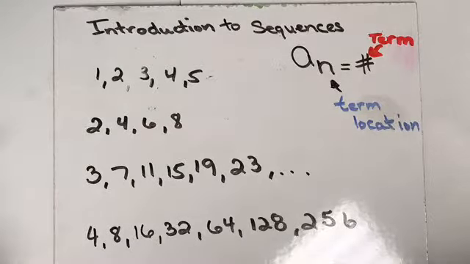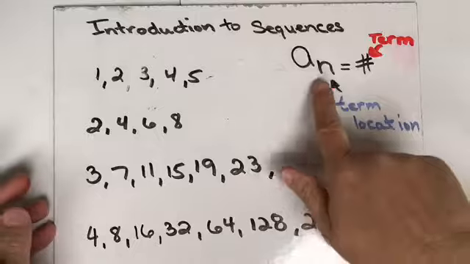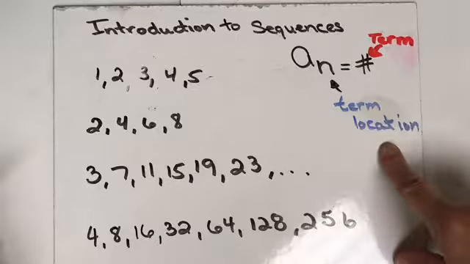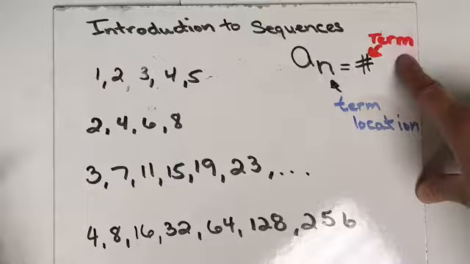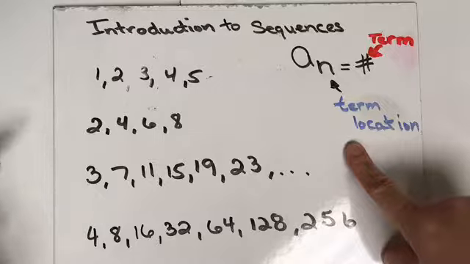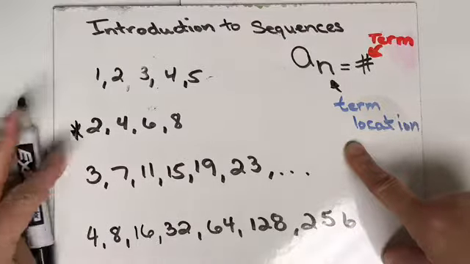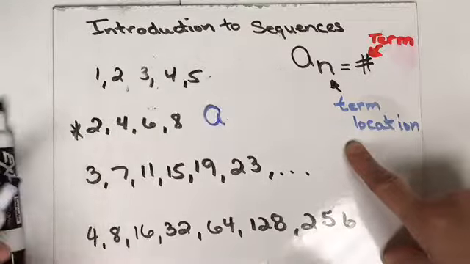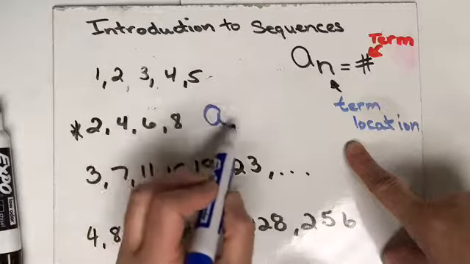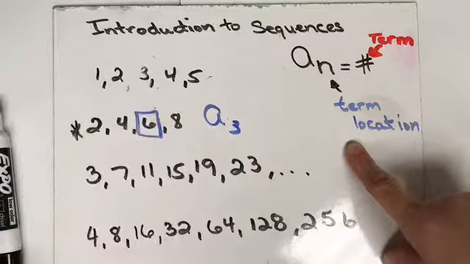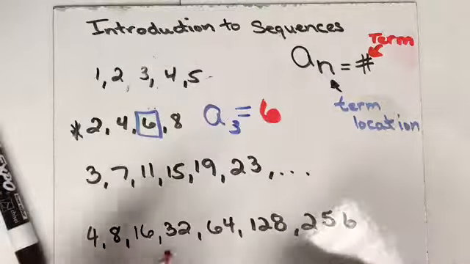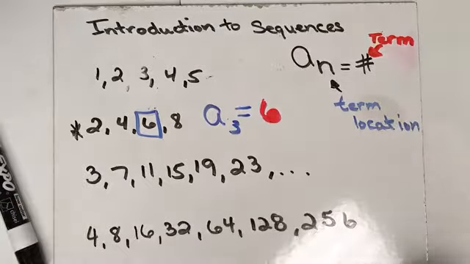When you are writing sequences, you end up having a sequence notation, which looks like this. So A is your sequence, and N is the term location, and then the number of the term. So let's take a look at this one right here. So I would have a sequence, A, my term location, let's pick 3, that is my location. The A of 3 is 6.